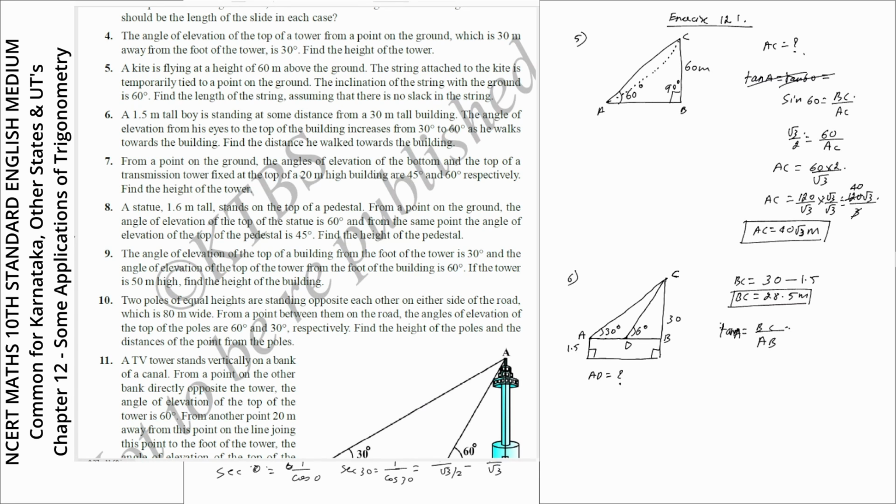Okay. Now what is the value of tan A? You can see in the chart, that is tan 30 degree. Tan 30 degree is 1 by root 3. So 1 by root 3 is equal to BC, BC is 28.5, by AB. AB is unknown, and that's what we need to find out. So now when we cross multiply, AB is equal to 28.5 into root 3.